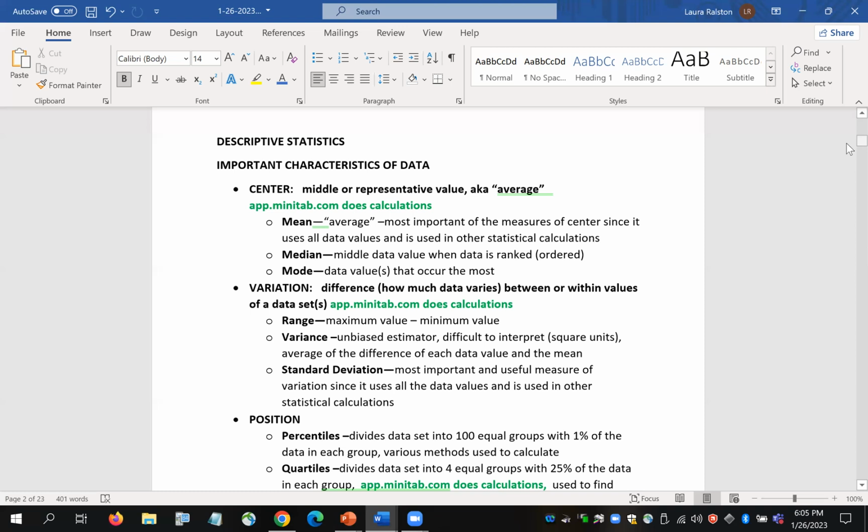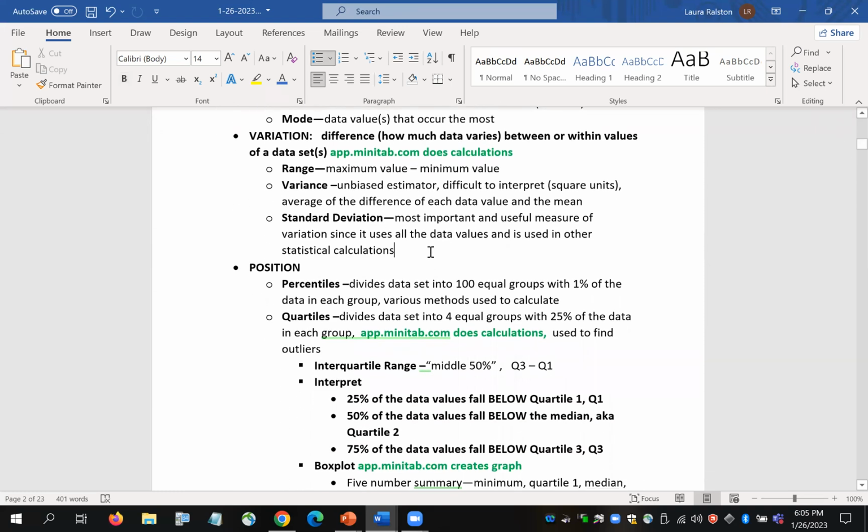The variance is an unbiased estimator. It's actually probably the best of the 3, but it is very difficult to interpret because you have square units. The standard deviation is the most important and useful of the 3 measures of variation. Again, since it uses all the data values and is used in other statistical calculations, and it is by definition the square root of the variance.